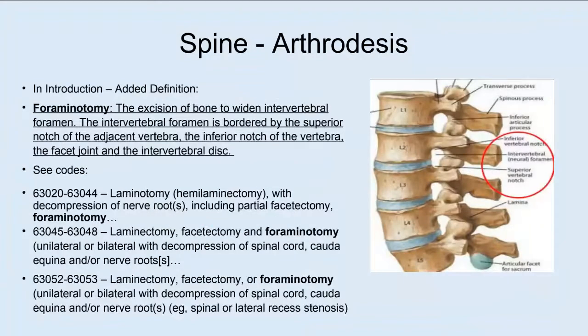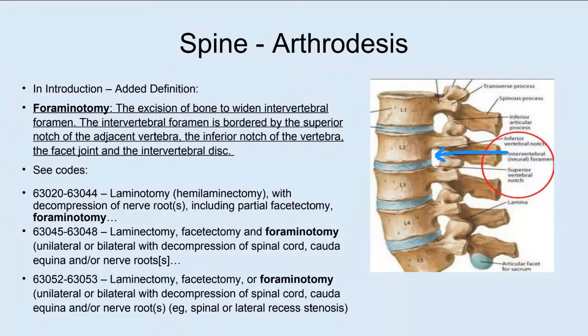Okay, so the next definition is foraminotomy. This is the excision of bone to widen the intervertebral foramen. And this space is the foramen, and you can see in the picture, this is the foramen, the space. The intervertebral foramen is bordered by the superior notch of the adjacent vertebrae and the inferior notch of the vertebrae, the facet joint, and the intervertebral disc. So it's between the vertebrae.